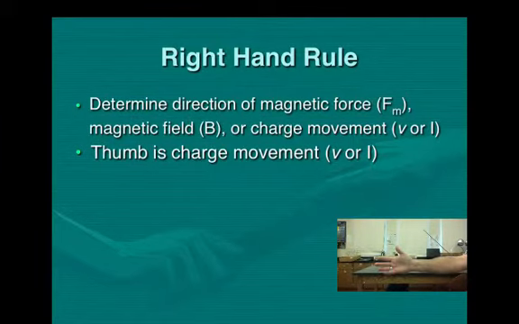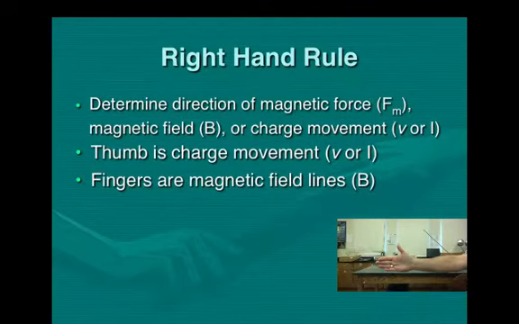On your hand, you have many fingers, okay? And there's often, of course, not one magnetic field line, but many magnetic field lines. So I like to use the fingers to point in the direction of a magnetic field, okay? So whichever way the field is actually pointing, that's the way you point your fingers. Again, keeping your thumb however it's going to look.